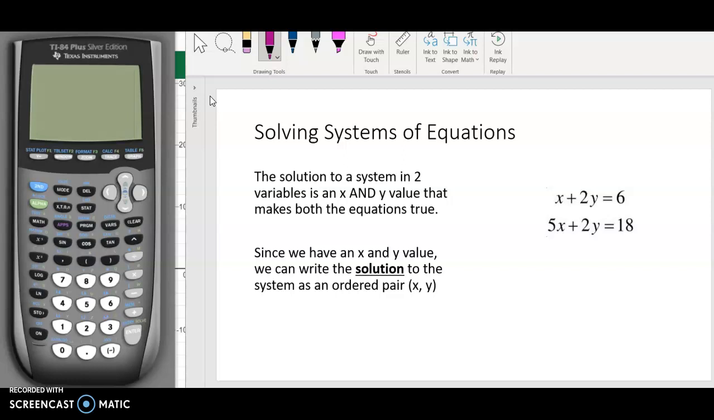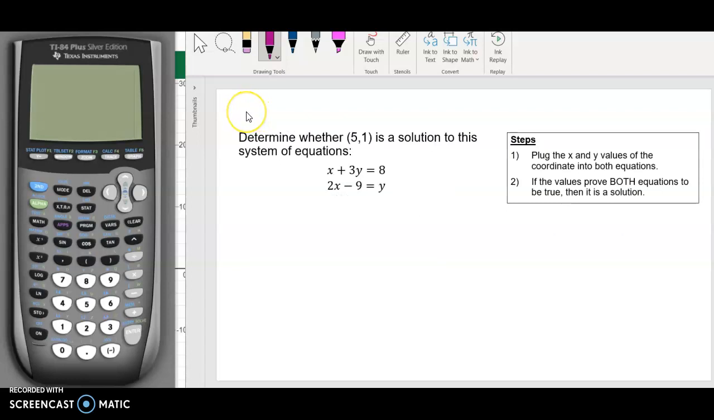So to solve a system of equations, what we're going to do is find an x and a y value that makes both equations true. So since we have an x and a y value as our solution, we can write the solution to the system as an ordered pair. You can check whether an ordered pair is a solution by plugging it into both equations and making sure that it makes both equations true.